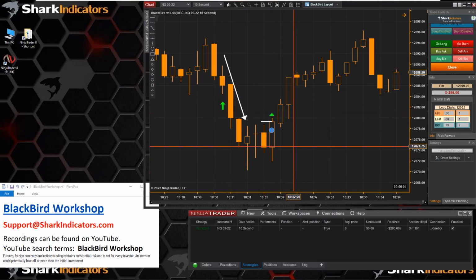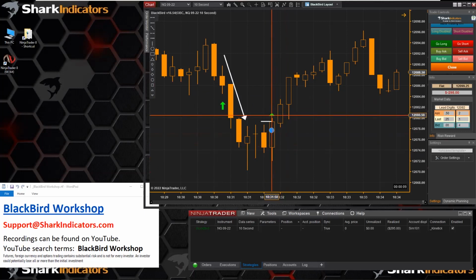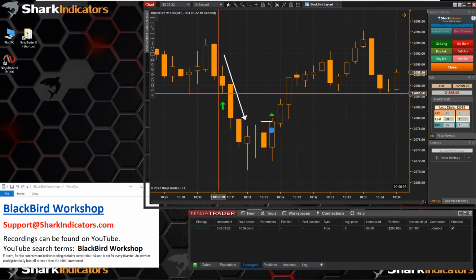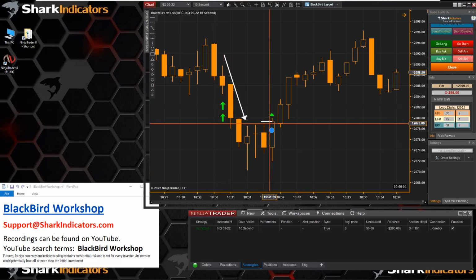There you go. Use a little green triangle there. So that would be the entry bar that submits the entry order. We got the buy signal way back here, but we can get BlackBird to hold off on submitting that entry order until we get a bar that closes higher than the previous bar.